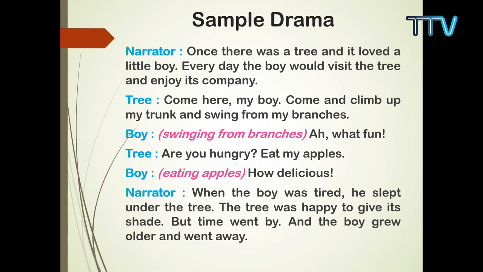Now the characters in this story are the tree and the boy, other than the narrator. I have written tree in bold. Can you see that? Boy is also written in bold because they are the characters. You will also see that there is a colon between the character's name and the dialogue. The character's name is the tree, and the dialogue here is "come here my boy". So you will see a colon in between, isn't it?